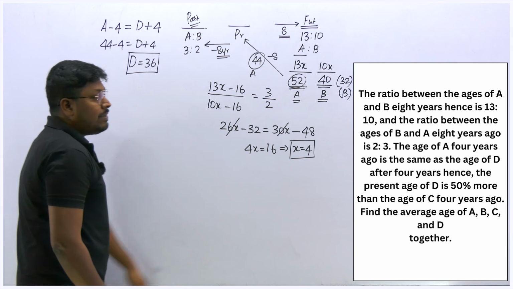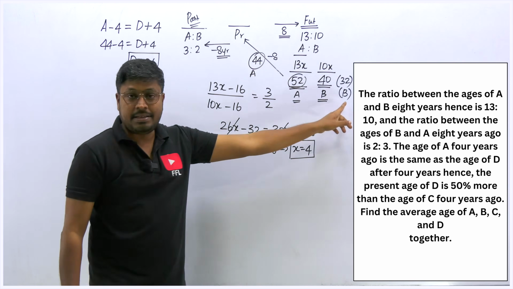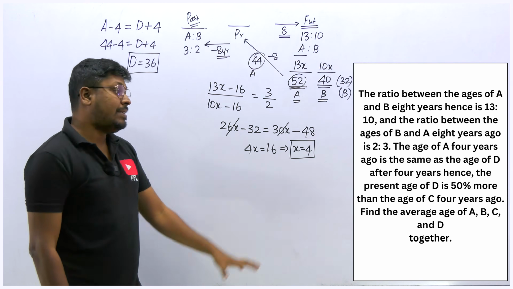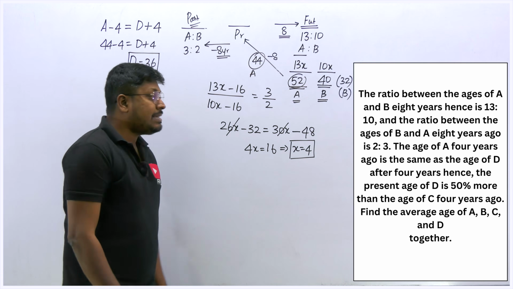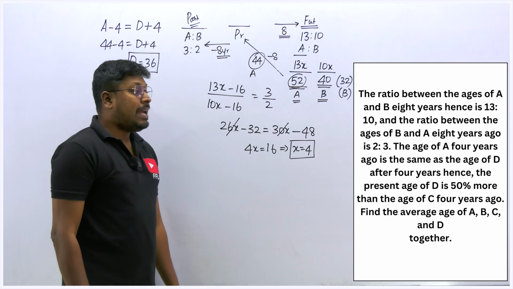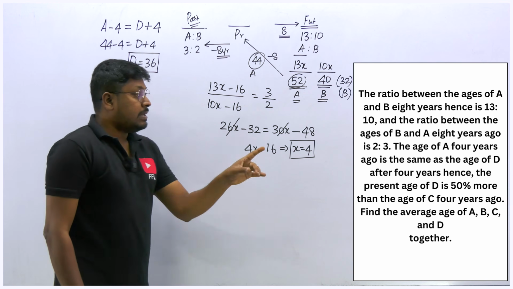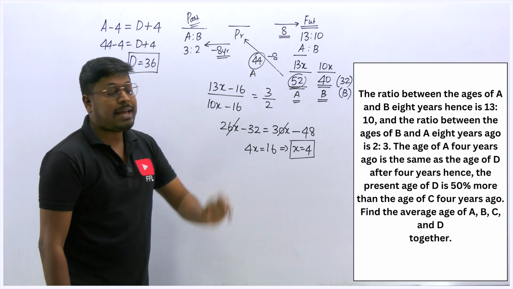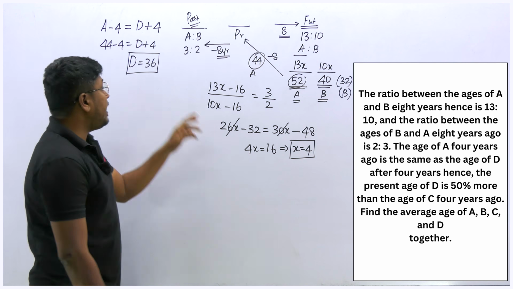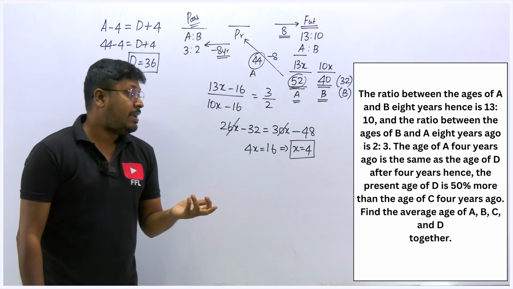So now we found the person D's age, A's age and B's age. Now our target is to find the last person, that is C's age. Next point, what they are saying is the present age of D. Okay, the present age of D is 36, which is 50% more than the age of C. So this age of D is 50% more than the age of C, right?